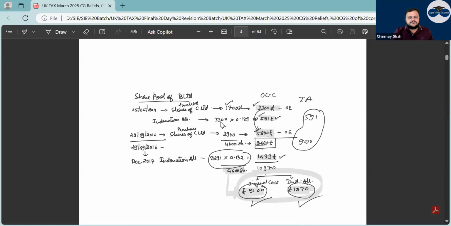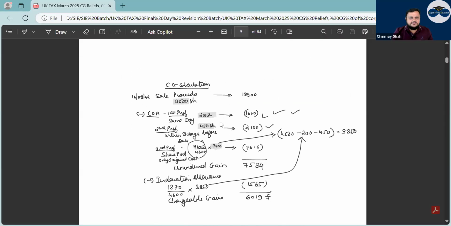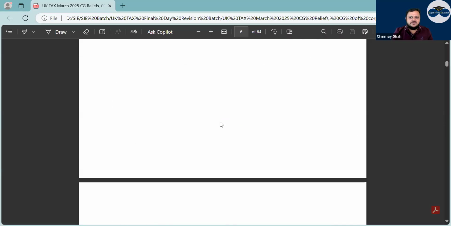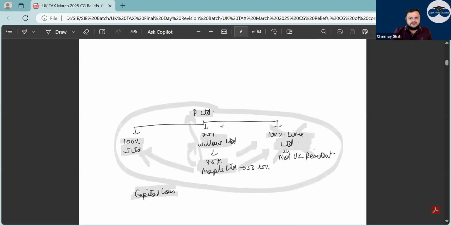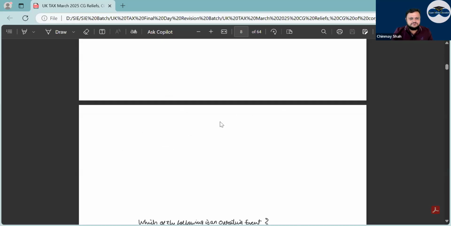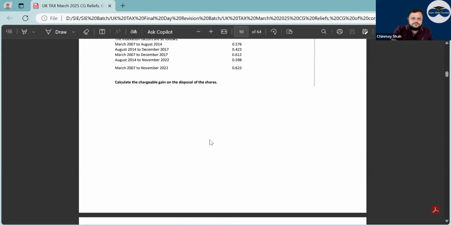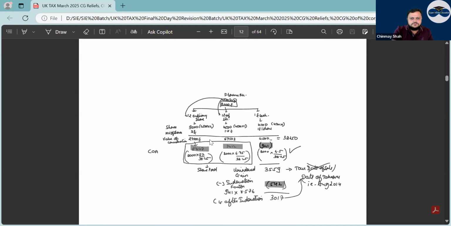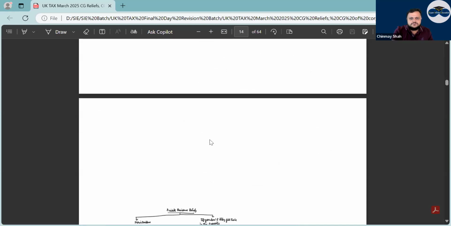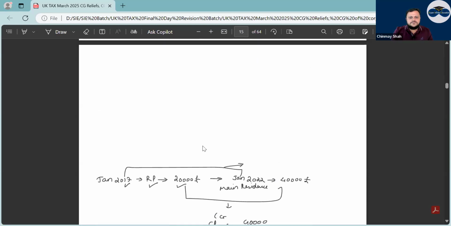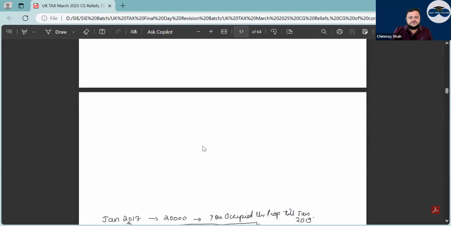I have this shares question here. Share pool of B Limited. All these I have done here. You can have a look here. I have given you these notes, correct? Operating event. Now have a look. CG relief, individual.